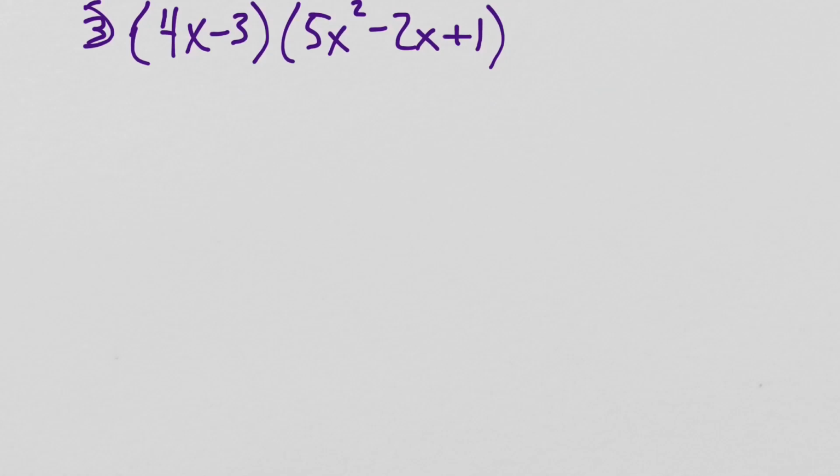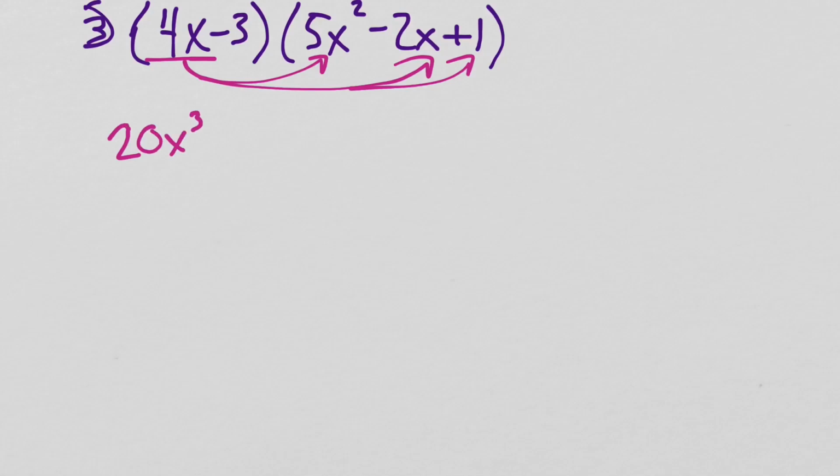Alright, the third example involves a binomial times a polynomial, in this case a trinomial. So now what we're going to have is the distributive property, but you're going to take this first term and distribute that one to each part. So in that case we have 4 times 5 is a 20x to the third power. Then you have 4 times negative 2, which is a negative 8x to the second power. 4 times 1 is 4x.